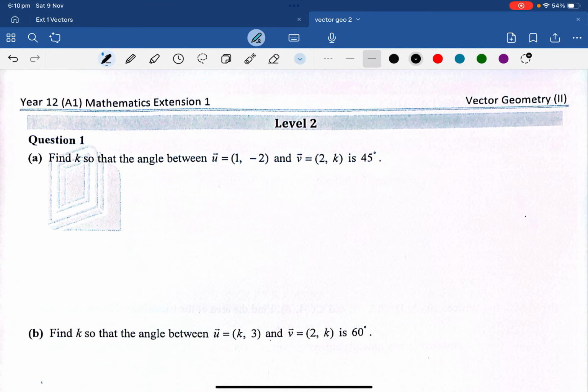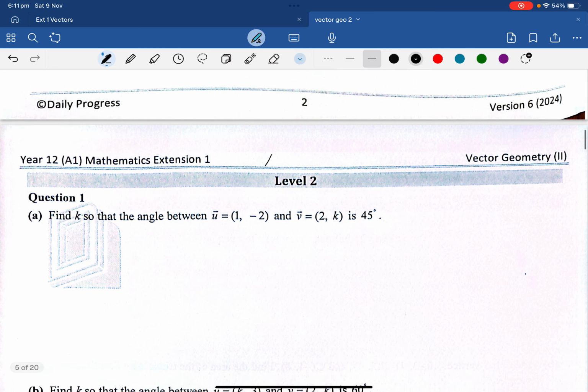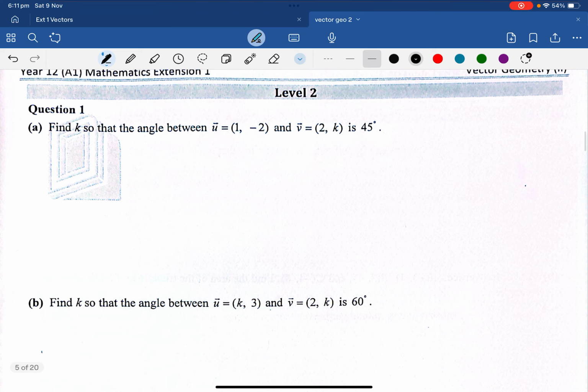Okay, guys, so welcome to part 2 of the series. We're looking at exercise 1, level 2. Alrighty, so we're on page 3, and let's finish level 2 now.